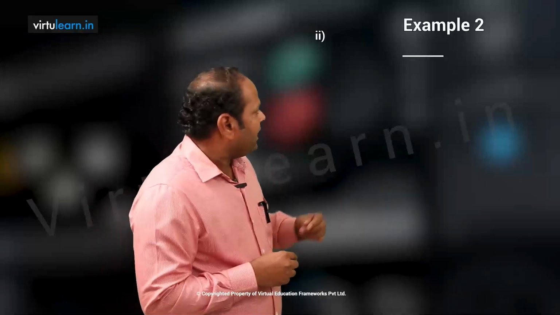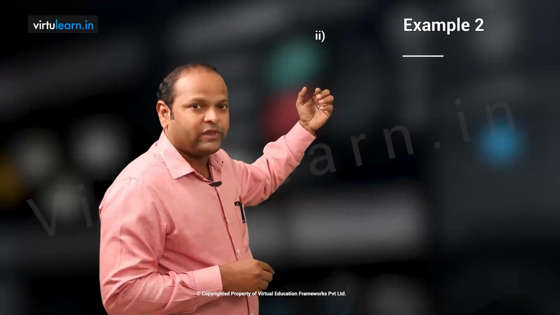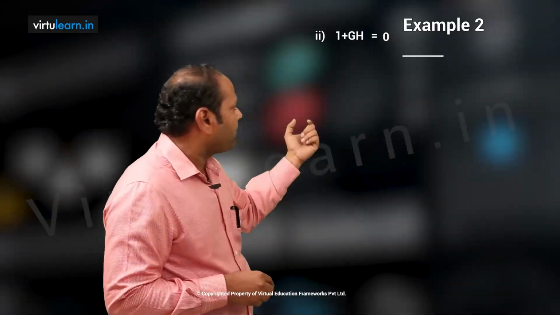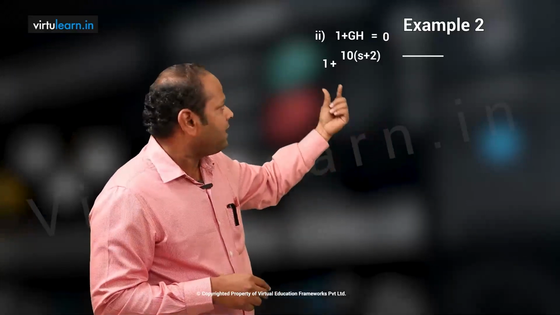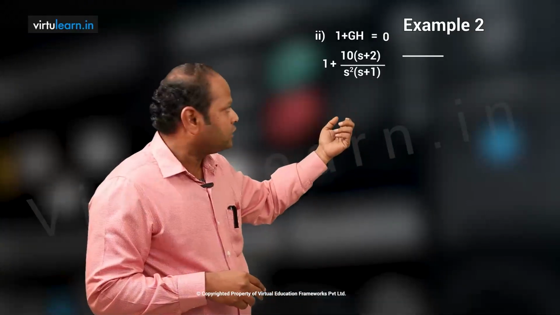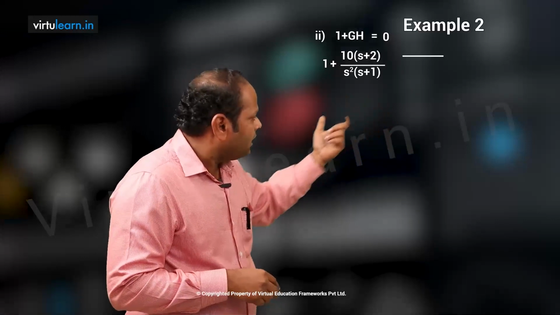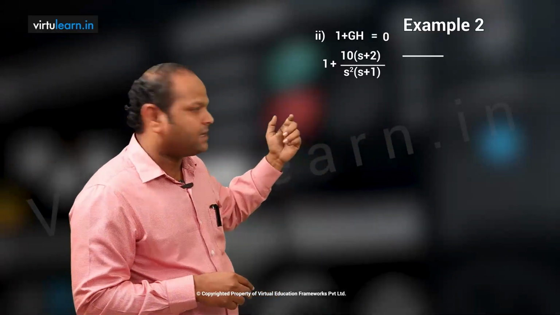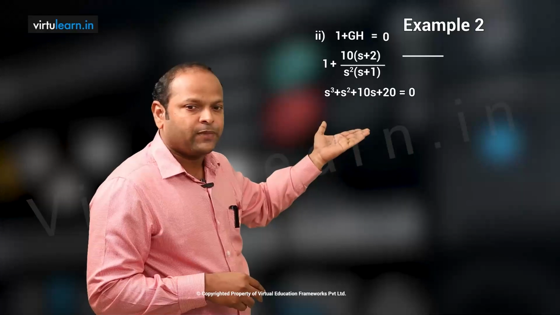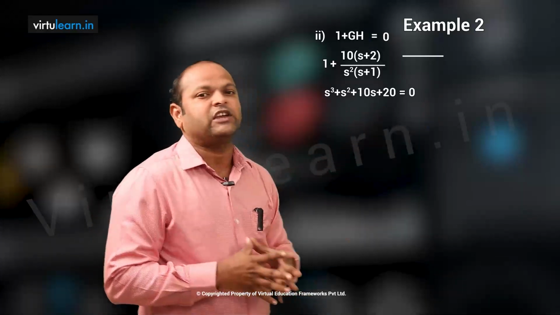Second example, we can do the same thing. 1 plus GH is equal to 0. 1 plus whatever the transfer function we have, 10 into (s plus 2) by s square into (s plus 1). We can substitute and we will get the characteristic equation as s cube plus s square plus 10s plus 20 is equal to 0.